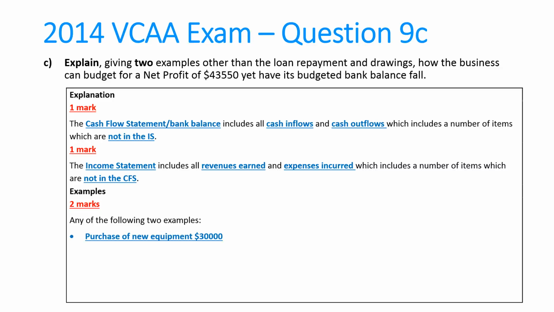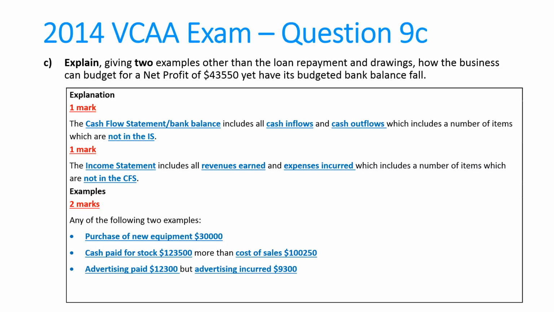So in this case, I could have used any of the following. There was $30,000 of equipment purchased for cash, so that will make bank decrease, but it won't decrease net profit. Also, they bought stock of $123,500, and that's actually more than the cost of sales. So we've got a cash outflow bigger than the expense, so that would explain why net profit's much higher than the actual bank balance. Advertising is the same, it's not much, but the expense is higher than the actual advertising incurred, and that was because some was prepaid. And lastly, there was GST paid of $17,865, so that's a cash outflow, but it's not actually an expense, so it wouldn't have affected net profit.